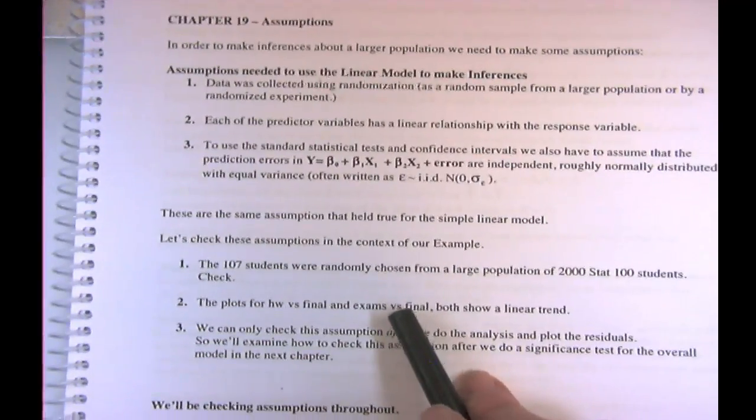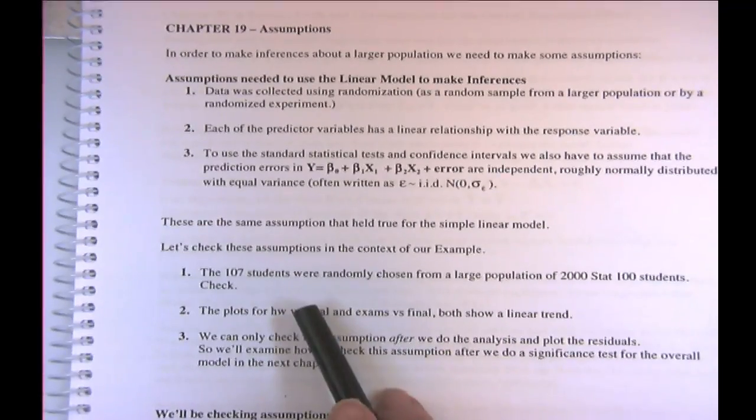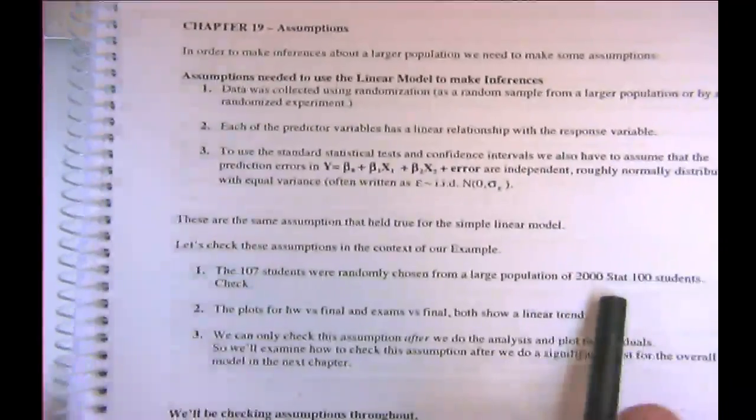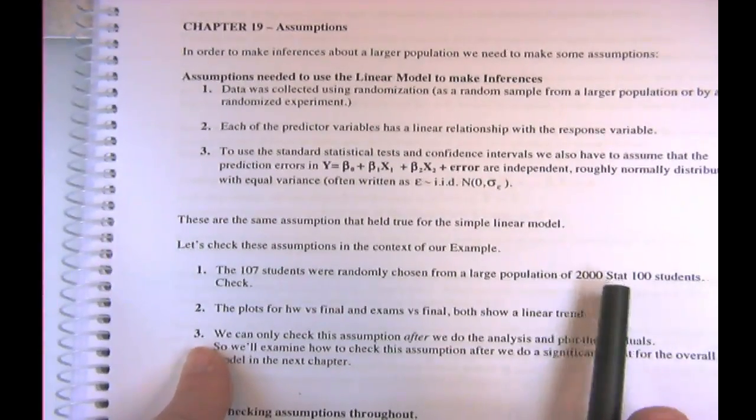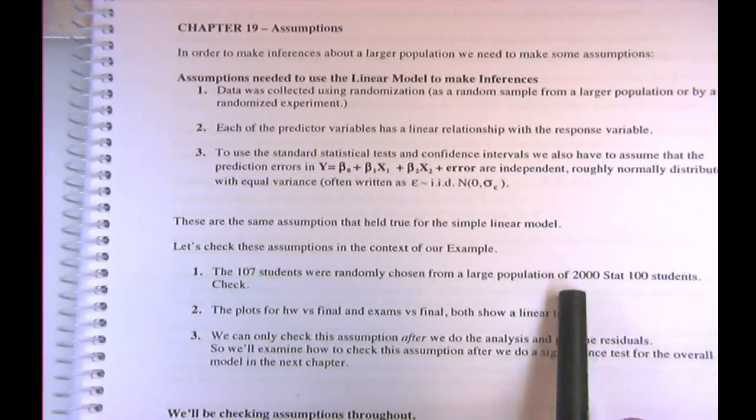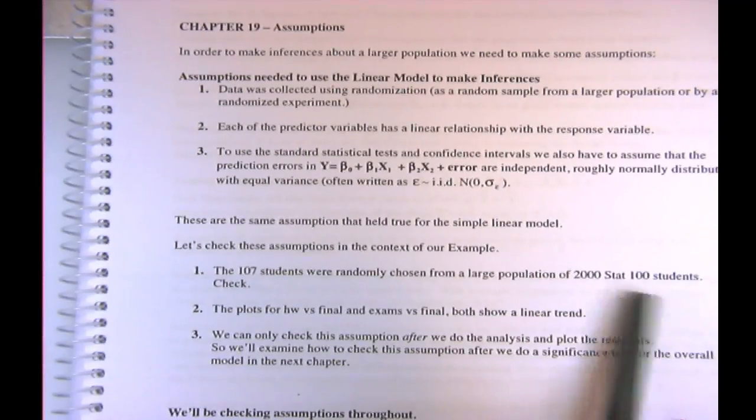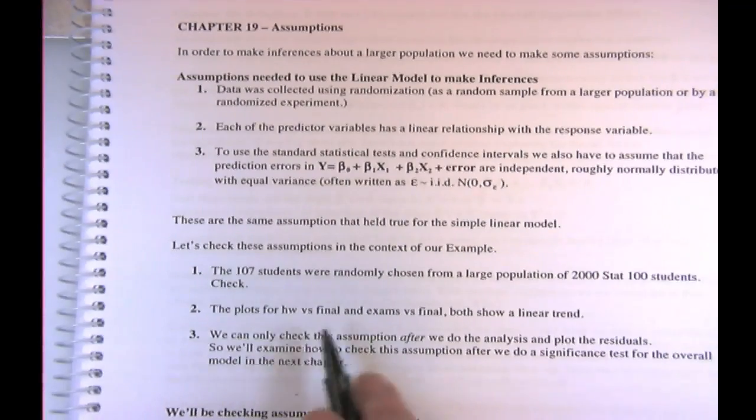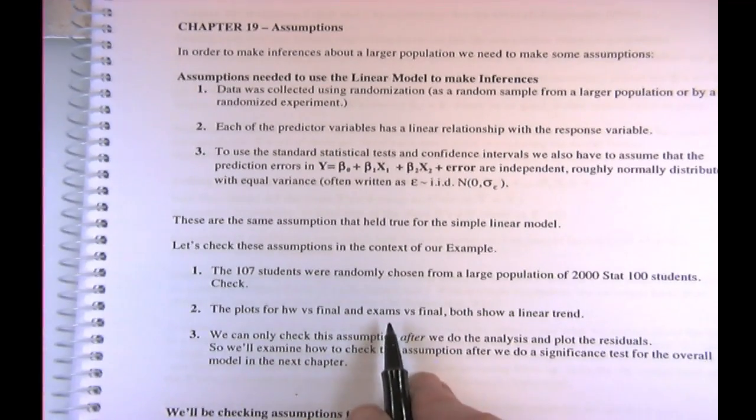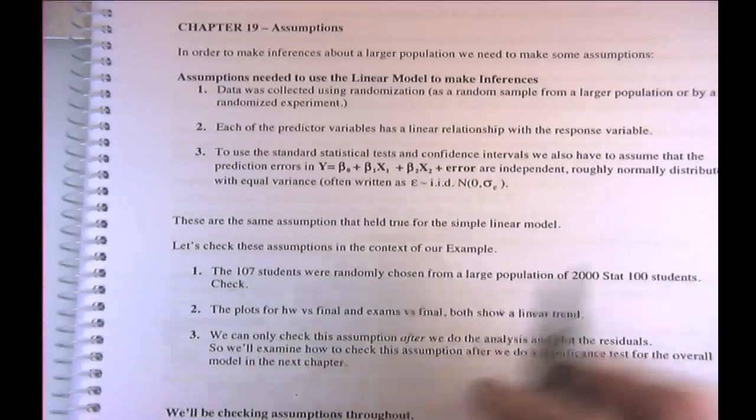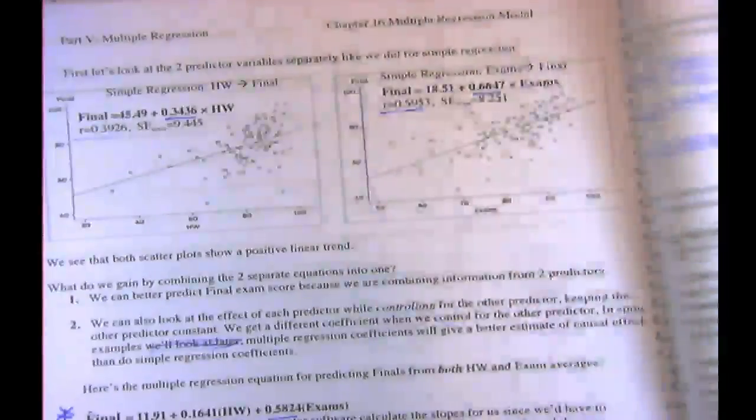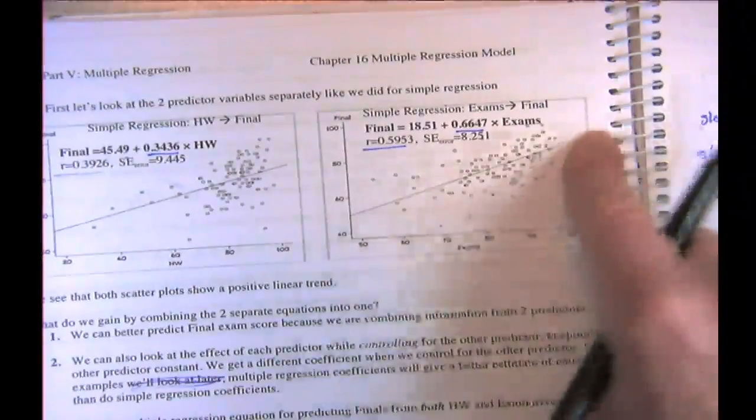Let's check them in the context of our example. Were the 107 students chosen from a larger population? Yes, they were. In this example, I'm saying at least that we're assuming they were chosen randomly from this large population of 2,000. So that one checks out. And then the plots for the homework versus final and the exams versus final both did show a linear trend. Let's check it out. We looked at those plots last time. Yeah, they pretty much showed a linear trend.